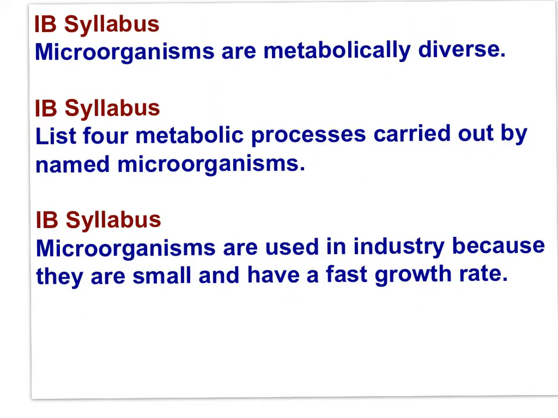These 3 IB syllabus statements you've seen in Part 1, but they are an important foundation for Part 2. Microorganisms are metabolically diverse. List 4 metabolic processes carried out by named microorganisms. Microorganisms are used in industry because they are small and have a fast growth rate.